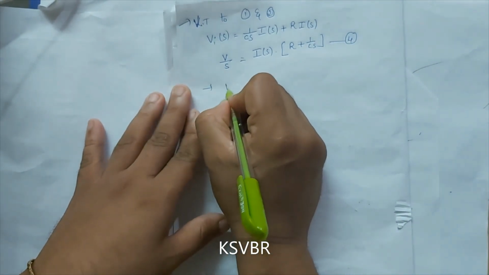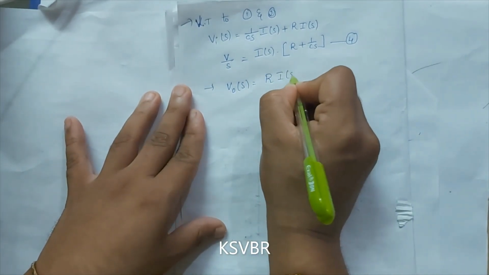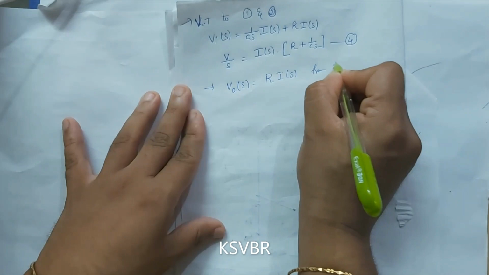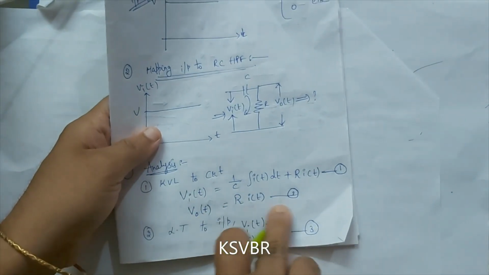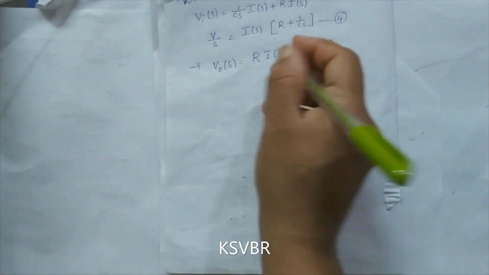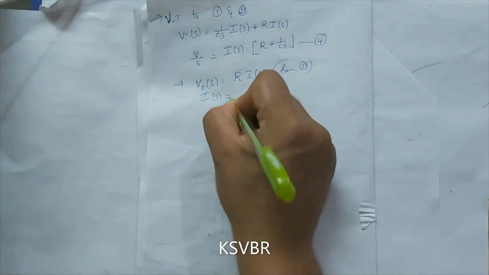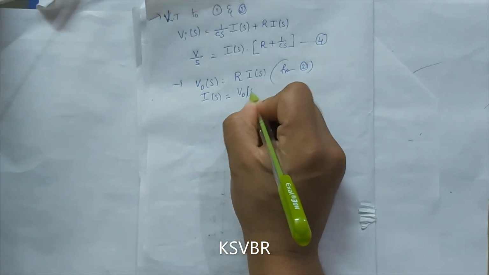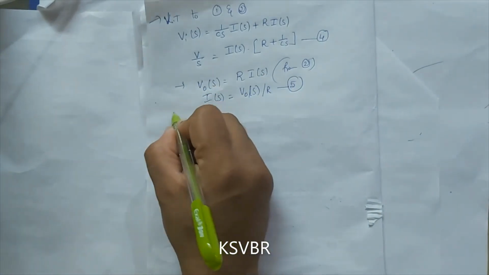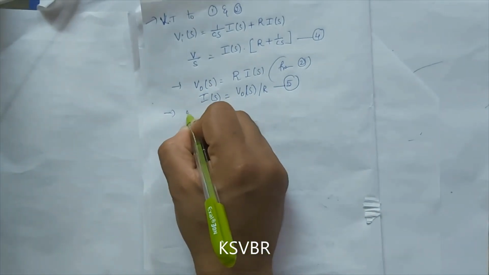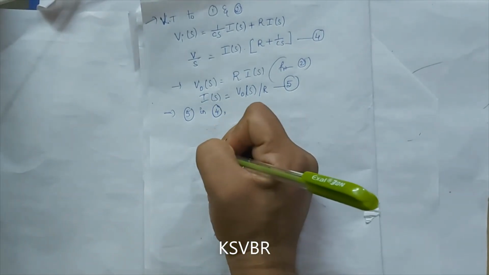And what is V naught of S? V naught of S is equal to R into I of S from equation 2. Here this is equation 2: V naught of t is equal to R into I of t. From this one, I of S is equal to V naught of S by R. Substituting equation 5 in equation 4.